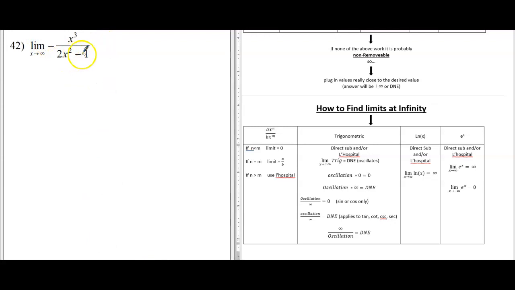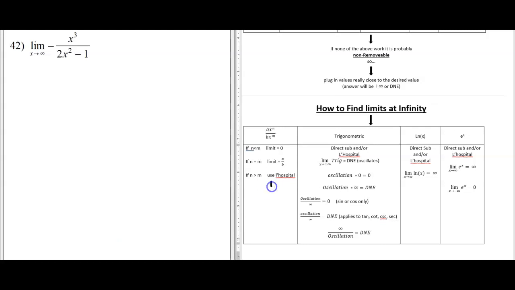Now, when it comes to a situation like this, where the power on the top is greater than the power on the bottom, well, you're kind of stuck there. You actually have to take the long route and use L'Hopital. You're going to end up with either infinity or negative infinity. Okay, it's not going to have an actual real limit. So right there, we can boil it down to one of two possibilities.